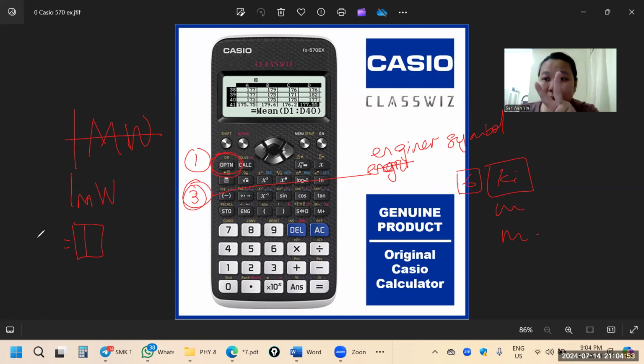So you have 2 ways. One, memorize them. Two, memorize how to use the calculator. That's it.